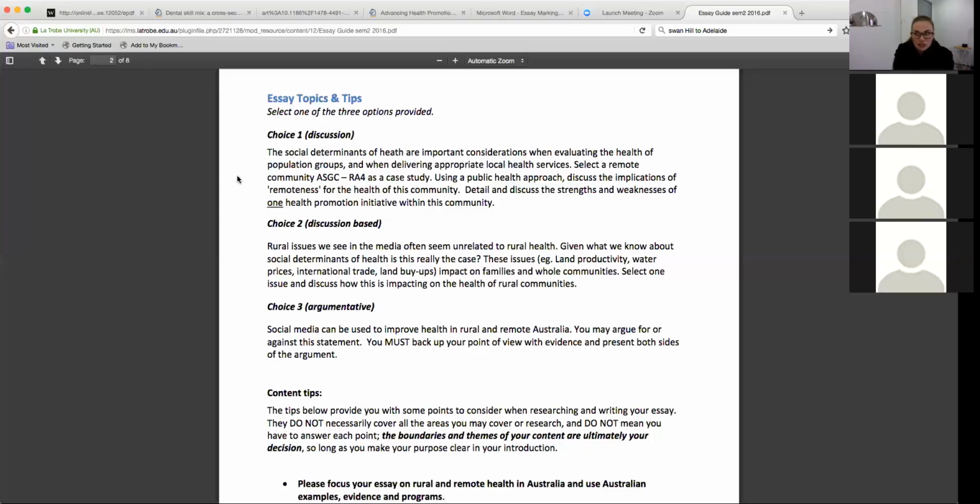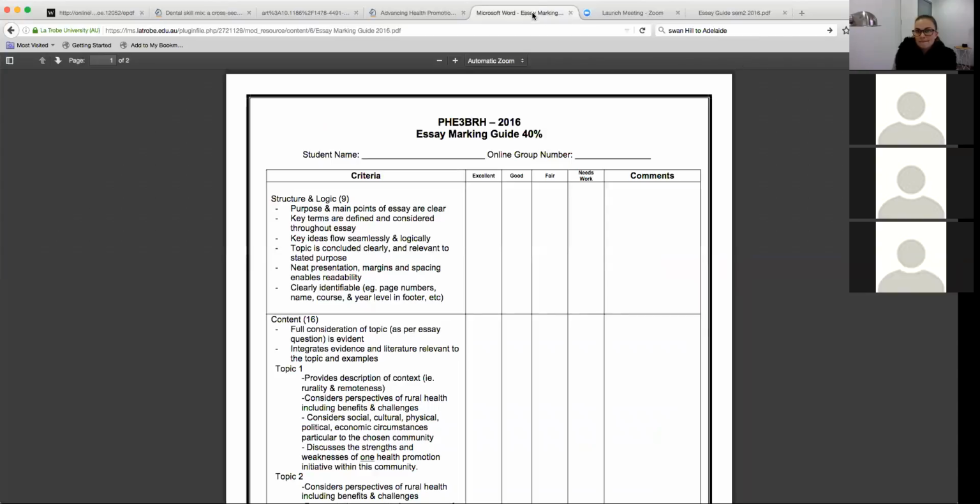All right. So does anyone have any questions about choice 3? No. All right. So what I'm going to do now is just quickly swap over and show you the marking guide, have a quick discussion about that. If you've got any questions, just put it in the chat and then we can talk about them after I've shared this marking guide.